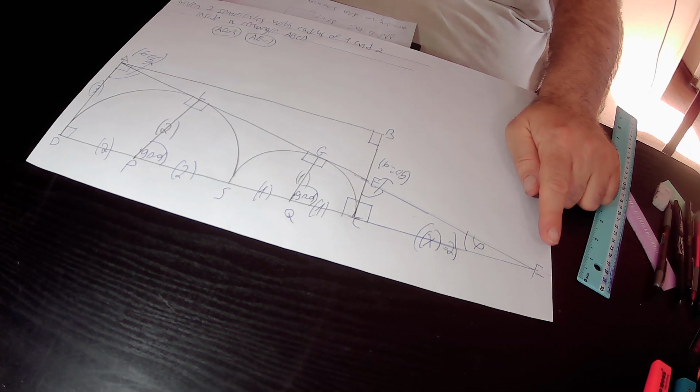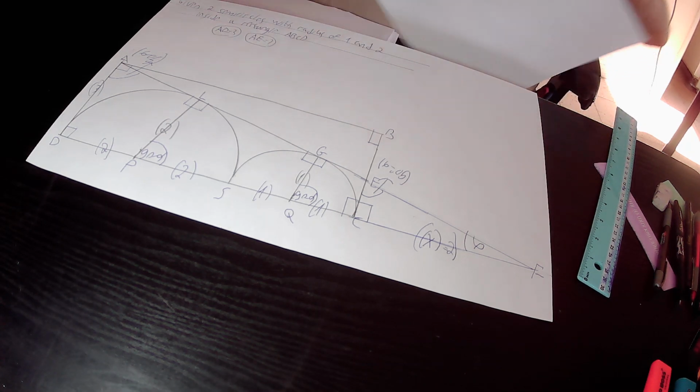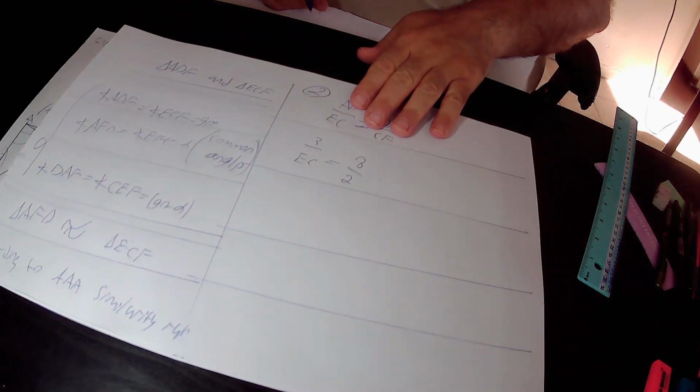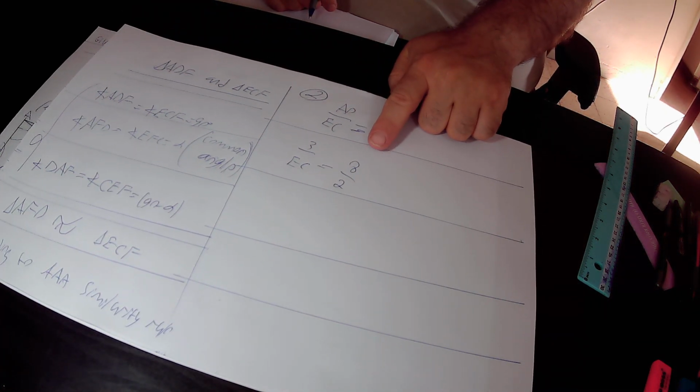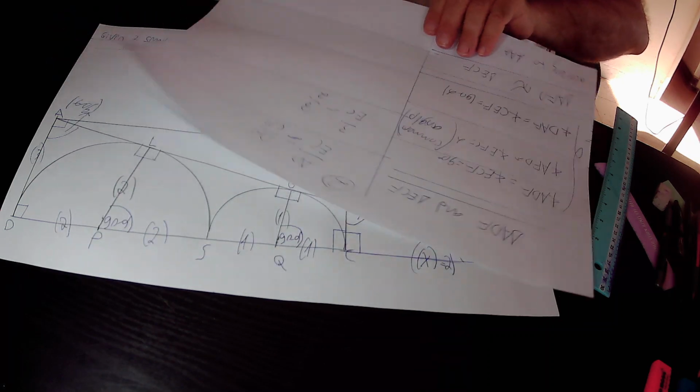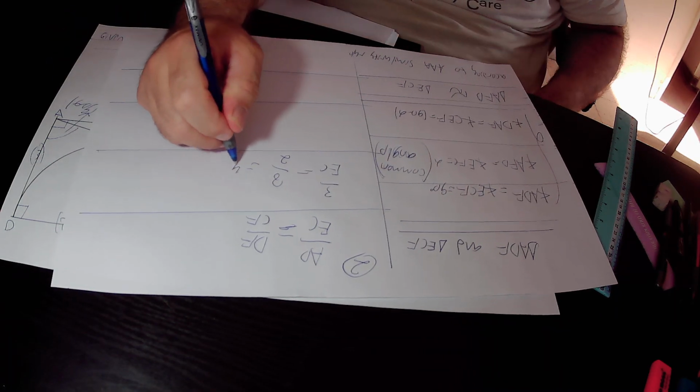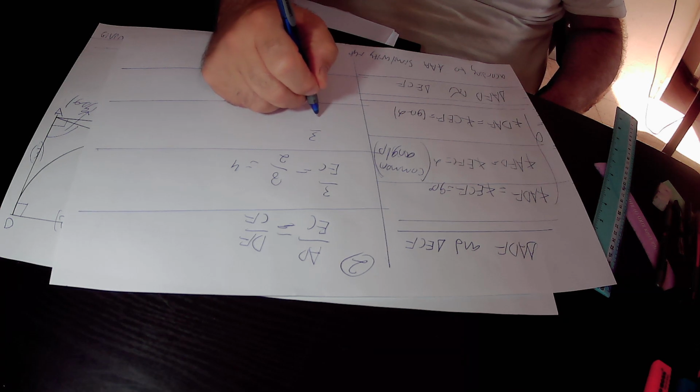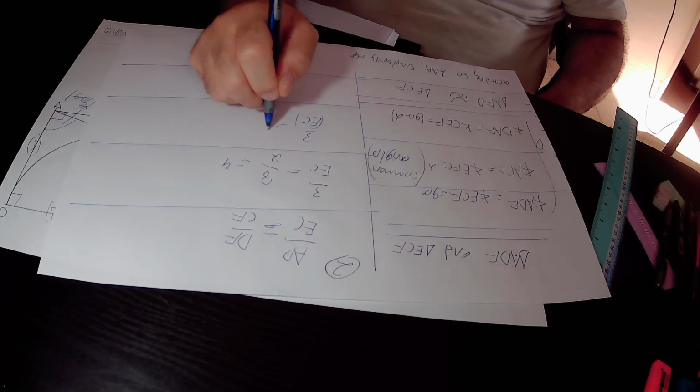So in conclusion, we should find out that 3 over EC equals 8 over 2. 8 over 2 is 4. So I write it down. We should find out that 8 over 2 is 4. So in total, 3 over EC equals 4.